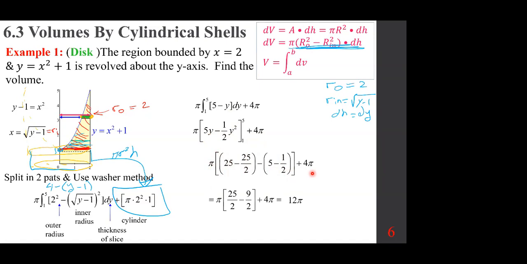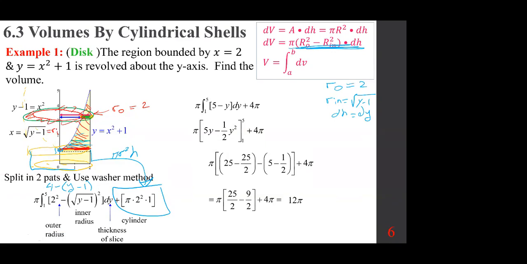What is interesting, class, this is the method of disk. And for a case like this, it works fine. You cut it into 2 parts, okay? And by the way, one part becomes a disk, one part becomes a washer, okay? It's a washer that we did. In other words, if I were to draw this, it would look like a washer, okay?